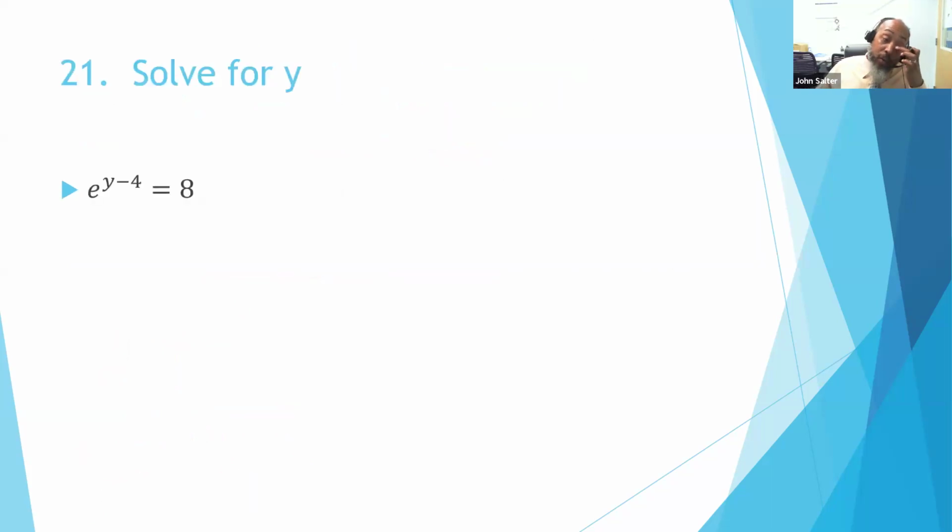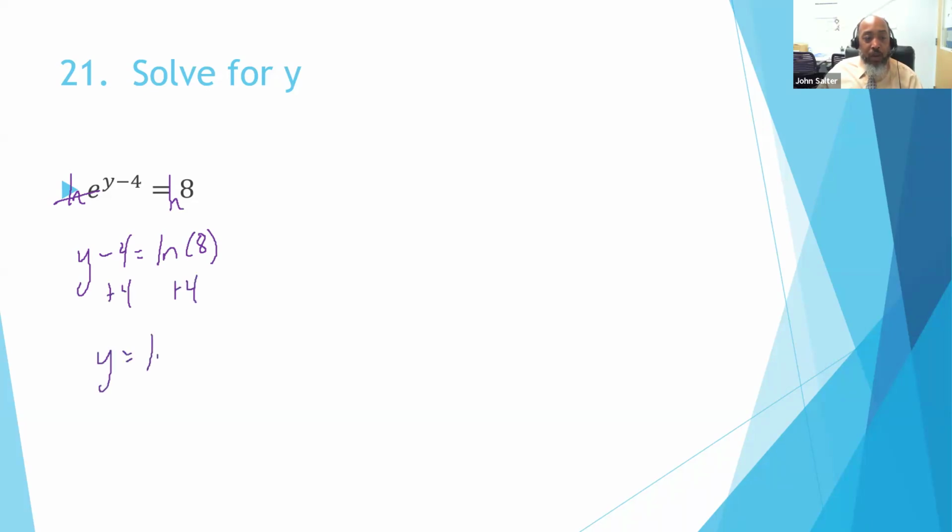Solve for y. All right, because y is in the exponent, I'm going to use a logarithm to get that out of there. And because it's to the e, I'm just going to take the ln of both sides. So remember, ln is just the natural log as a form of the log. When I take the ln of e, the ln and the e cancel out, leaving y minus 4 equals the natural log of 8. I want to add 4 to both sides. I get y equals the natural log of 8 plus 4.